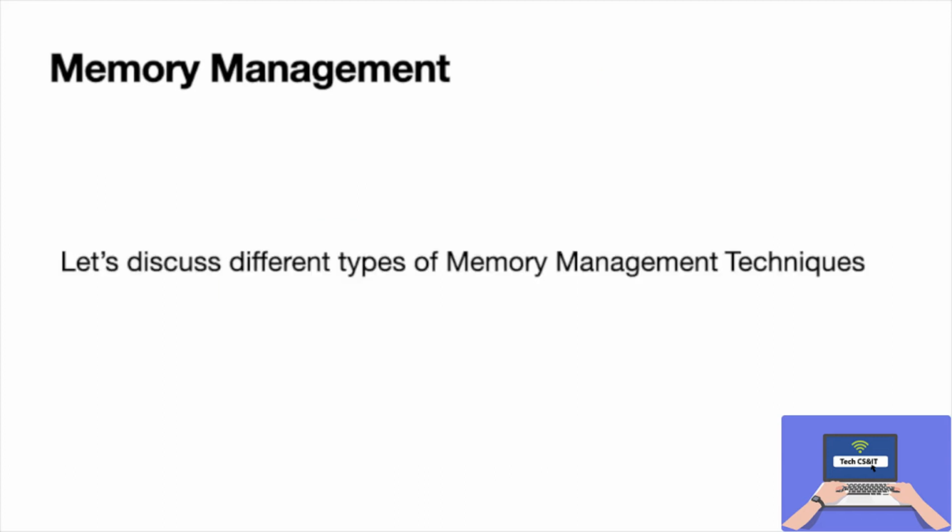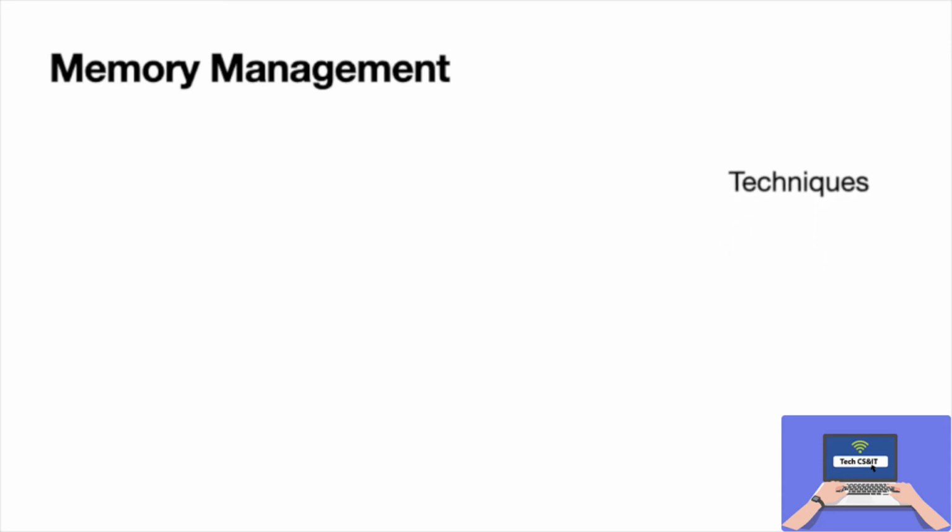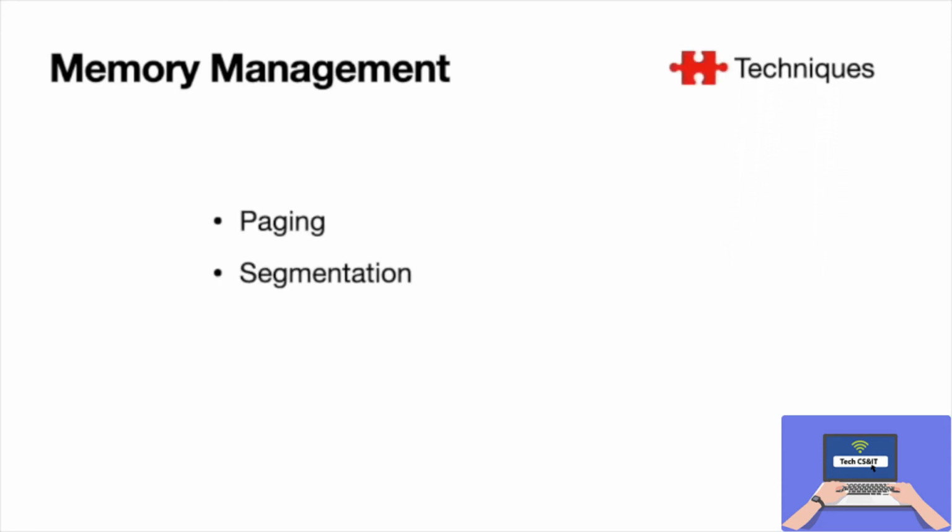So now we know that management of memory, either static or dynamic, leads to fragmentation problems. So how can we eliminate or reduce these problems? We can use different types of memory management techniques. So let's study the two most popular techniques, called paging and segmentation.